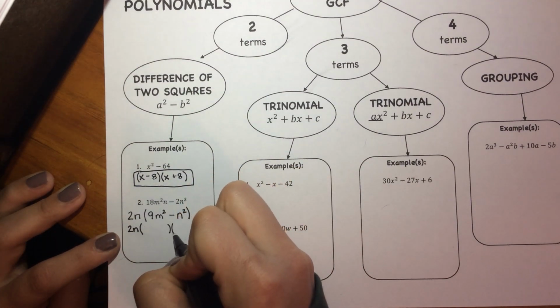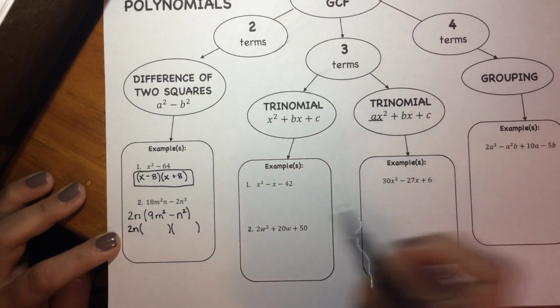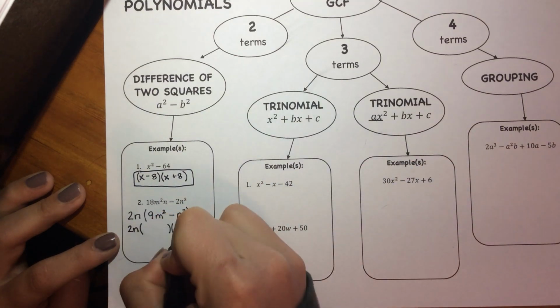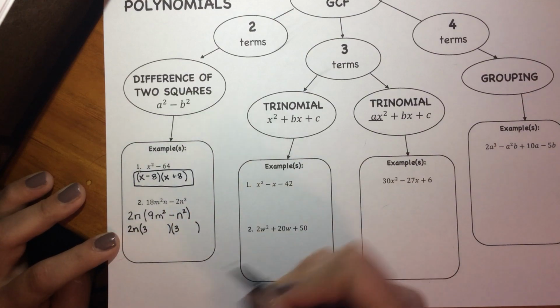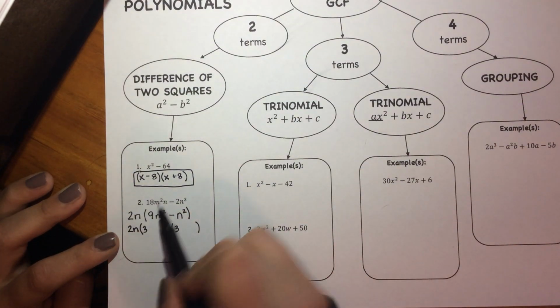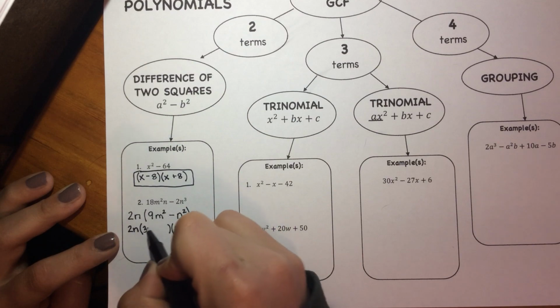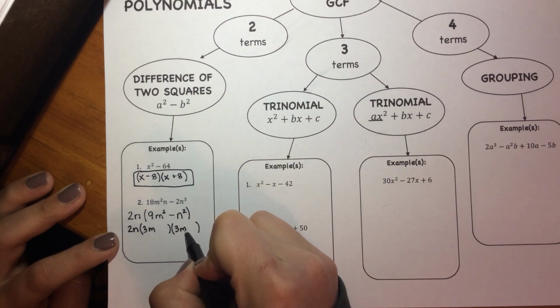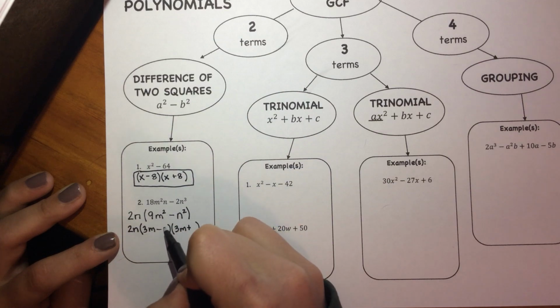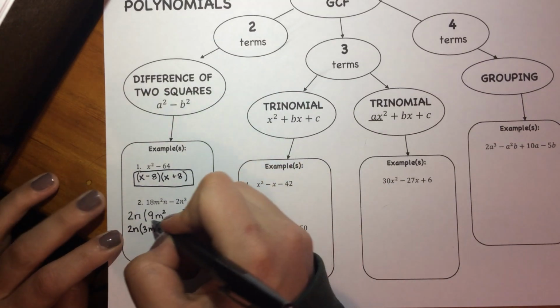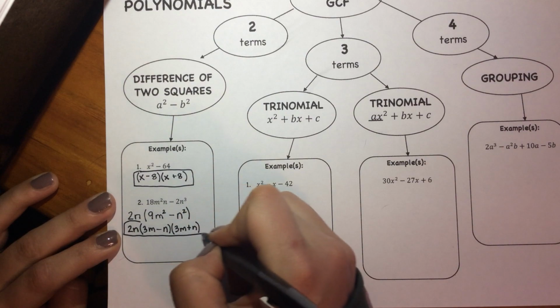So here's my first set of parentheses. Here's my second set of parentheses. Break up 9 into 2 equal numbers, 2 numbers that are the same: 3 and 3. They multiply to get 9. Break up m squared into m, make 1 plus, 1 minus. And then break up n squared, which is going to be n and n. And then this is my final answer, and I'm done.